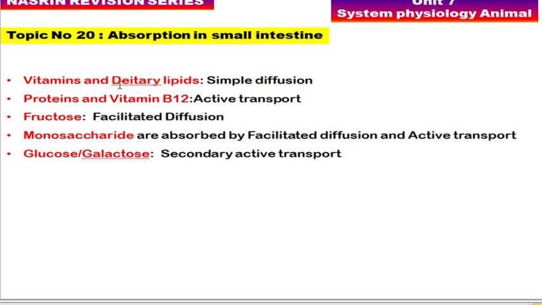Vitamins and dietary lipids will be absorbed by the process of simple diffusion, whereas protein and vitamin B12 will be absorbed by active transport. Fructose will be transported by the facilitated diffusion process. Next, monosaccharides are absorbed by facilitated diffusion and active transport. Glucose and galactose are absorbed by secondary active transport.